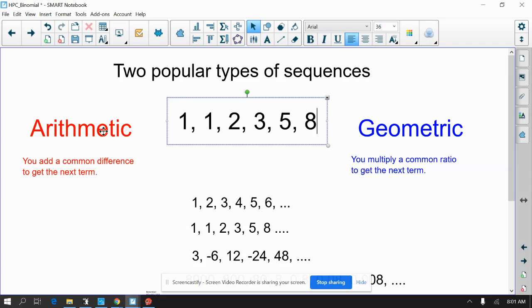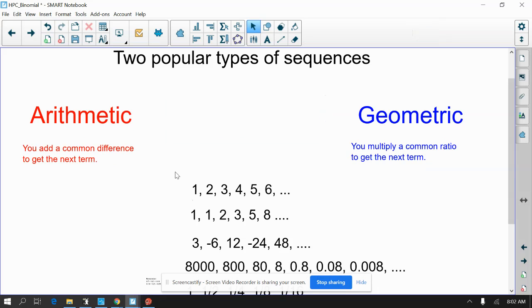So it's not arithmetic. And it's not geometric because you don't multiply the same thing to get from 1 to 1, 1 to 2. To get from 1 to 1, you'd have to multiply by 1. But to get from 1 to 2, you'd have to multiply by 2. To get from 2 to 3, you'd have to multiply by 3 halves. So you're not multiplying the same thing. You're not adding the same thing. So it's neither one of these.